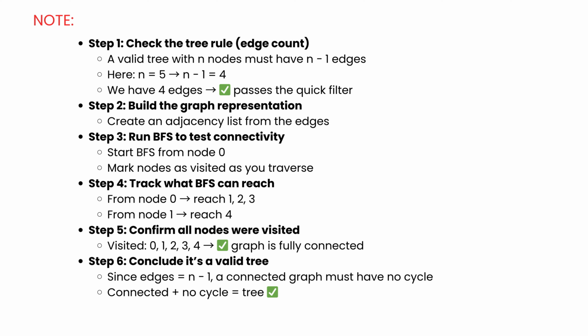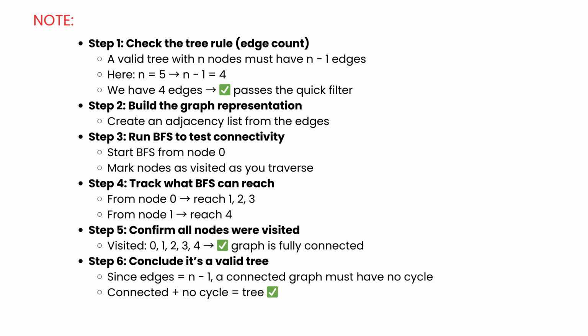Next, we build an adjacency list and run a BFS starting from node 0, marking nodes as visited as we go. From node 0, we can reach nodes 1, 2, and 3 directly. Then from node 1, we can reach node 4. So by the end of BFS, every node 0, 1, 2, 3, 4 gets visited, meaning the graph is fully connected. And since we already confirmed the edge count is n-1, that also guarantees there's no cycle. Connected plus no cycles equals exactly what a tree is.